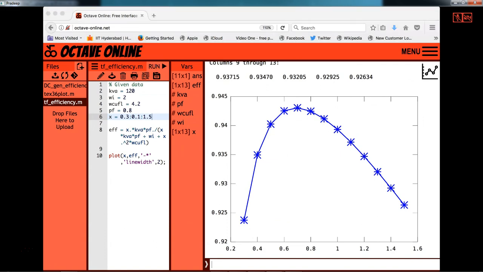So any doubts regarding this? You can see the program on the left side and the result on the right side. Just go through the program and the result also. If you have any doubts, feel free to ask.